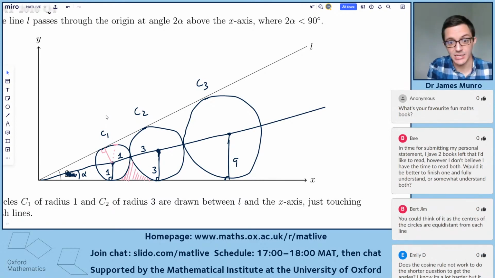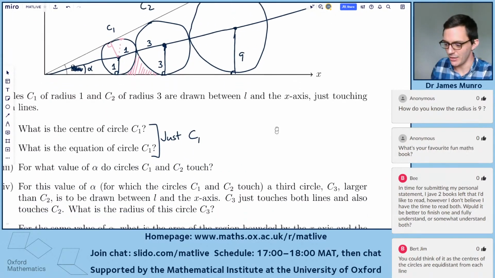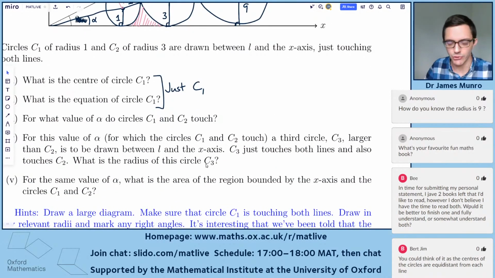Radius is 9 is part of the question. So this 9 is part of the question to work it out. I put it on the screen because it's cool and fun, but it's actually part of this question to draw some triangles and do some trigonometry. It's not straightforward. It's not like obviously 9, maybe.